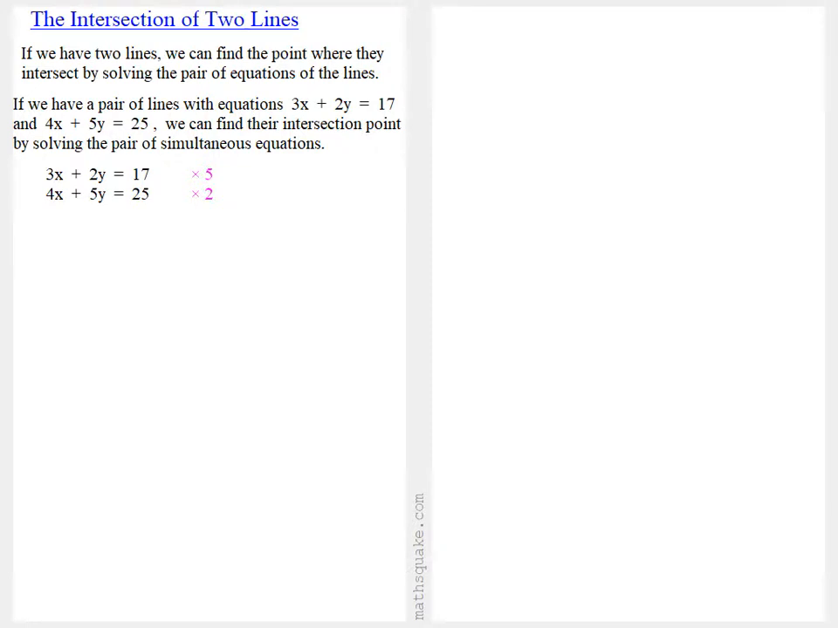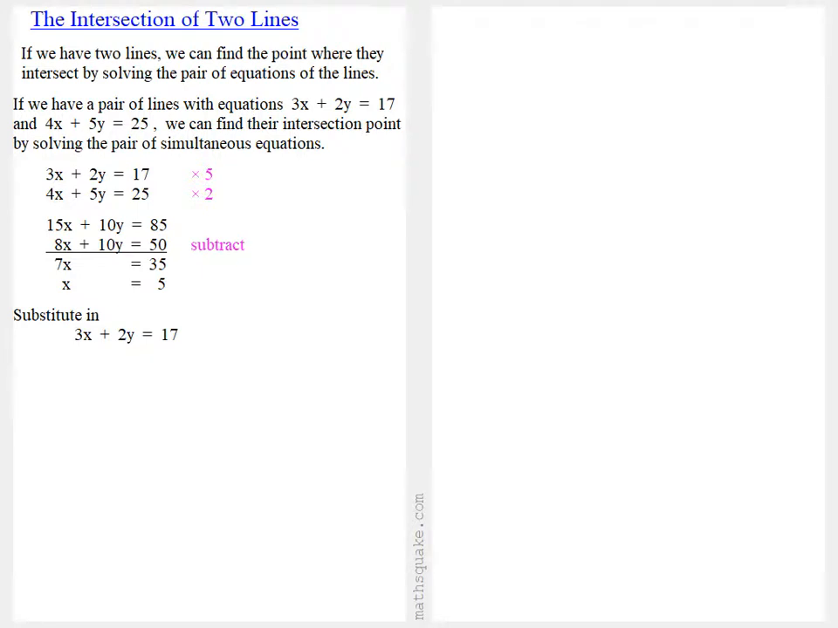Now if we multiply the top one by 5 and the bottom one by 2, we'll end up with 15x plus 10y equals 85 and 8x plus 10y equals 50. What we've done is make the coefficients of y the same in both equations. So if we subtract, we end up with 7x equals 35, which means x is equal to 5.